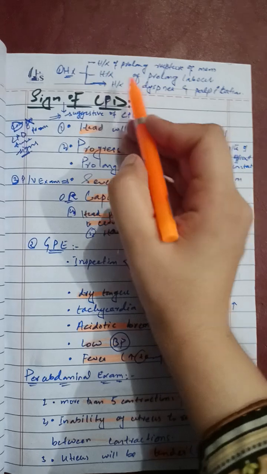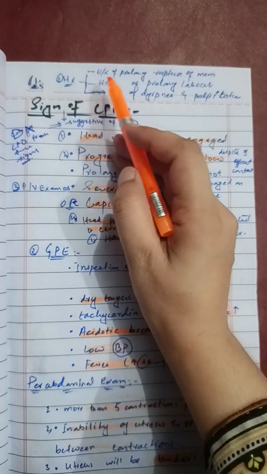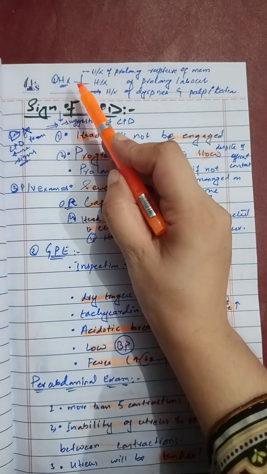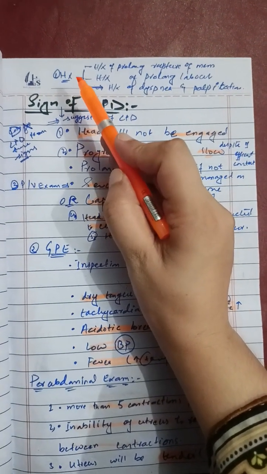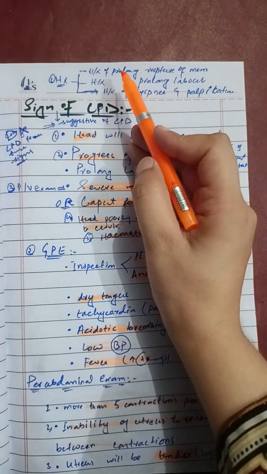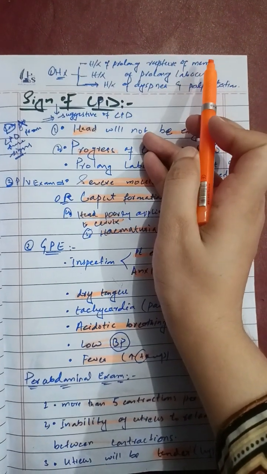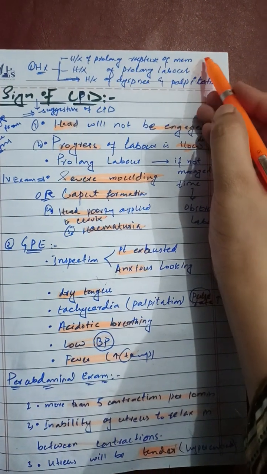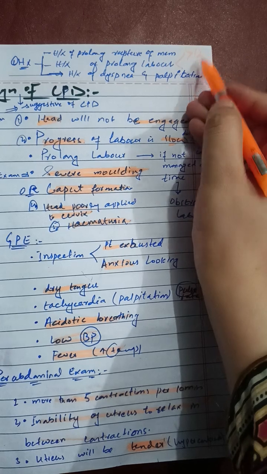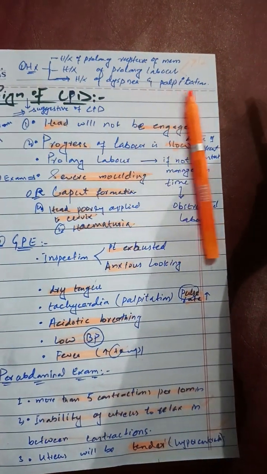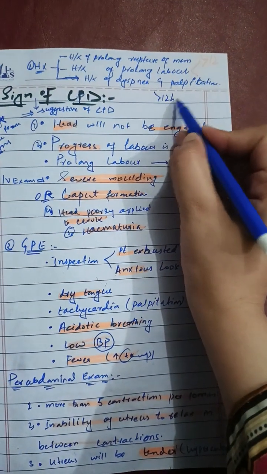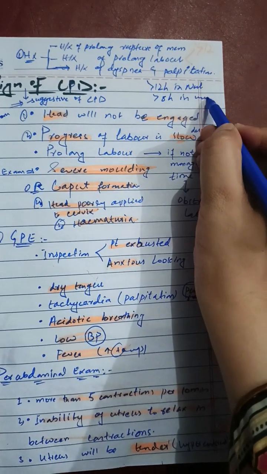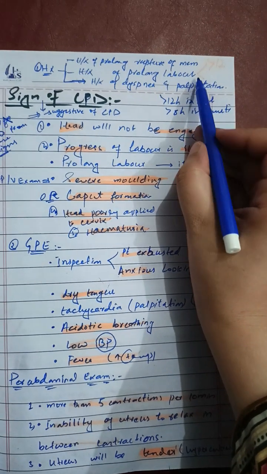Now how will we manage the patient? We will first take the history. In the history there will be a history of prolonged rupture of the amniotic membrane. How are we going to diagnose prolonged labor? There will be a history of prolonged rupture of membrane and a history of prolonged labor. If the labor is more than 12 hours in nullipara and more than 8 hours in multipara, it is called prolonged labor. So we will take the history.